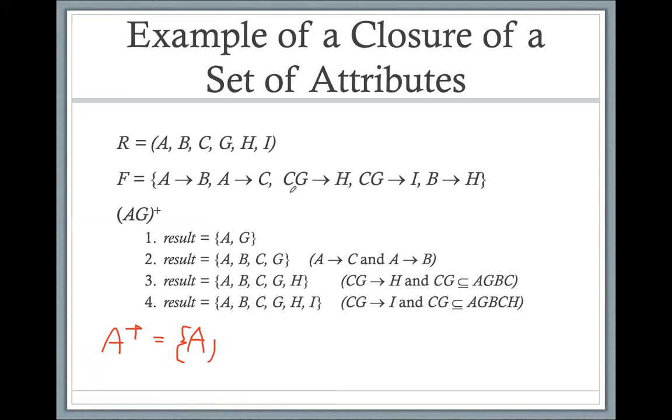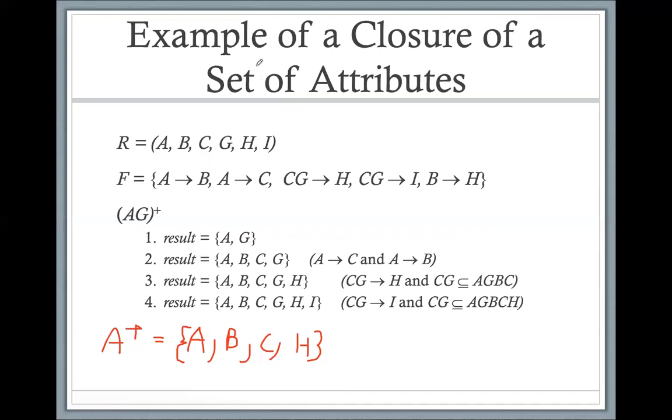Then what do I add? Given the functional dependencies that I have, B. A determines B, so I can add B as well. And I can add C. Correct? Okay. So I have B and I have C. I have also H because B determines H. So I can add H from a functional dependency. Do I have anything else? No, right? Because I don't have G, so I cannot add I. So this is the closure of A: A, B, C, and H.